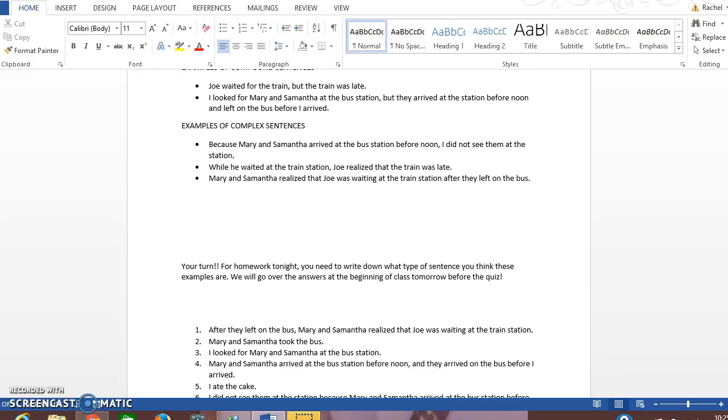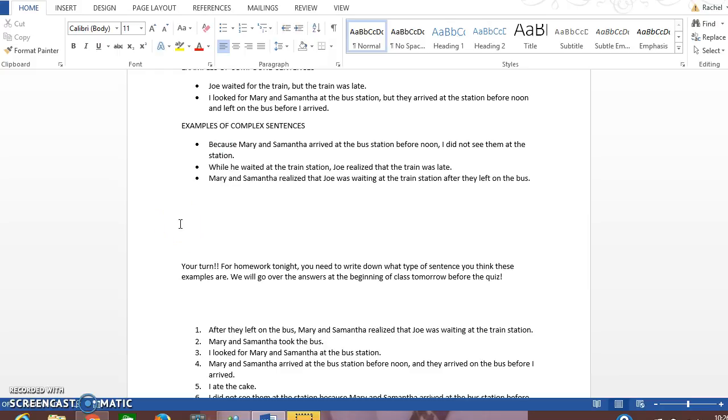So let's look at the first 2. Because Mary and Samantha arrived at the bus station before noon, I did not see them at the station. Okay, do you recognize which one is the dependent clause? It's the one that has the subordinating conjunction. And one of those is because. So that's the very start of the sentence. So that means that the dependent clause is first.